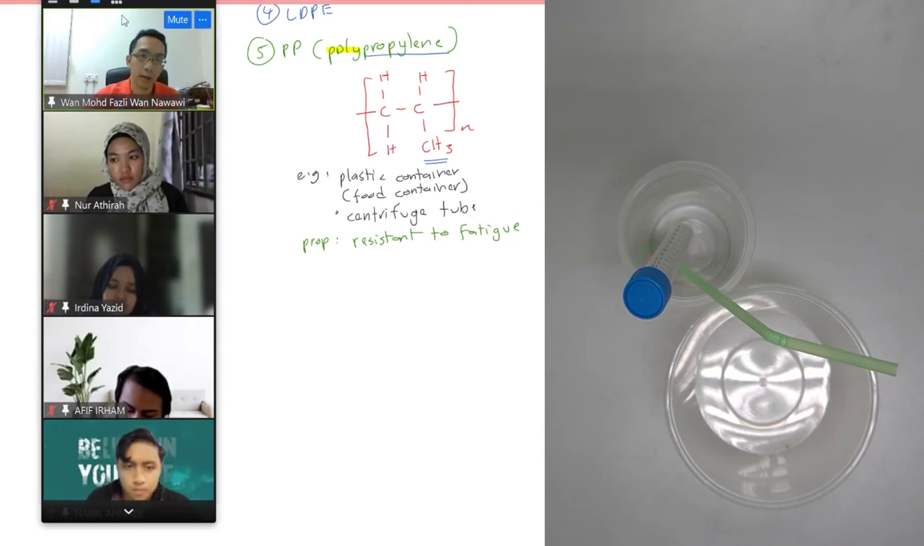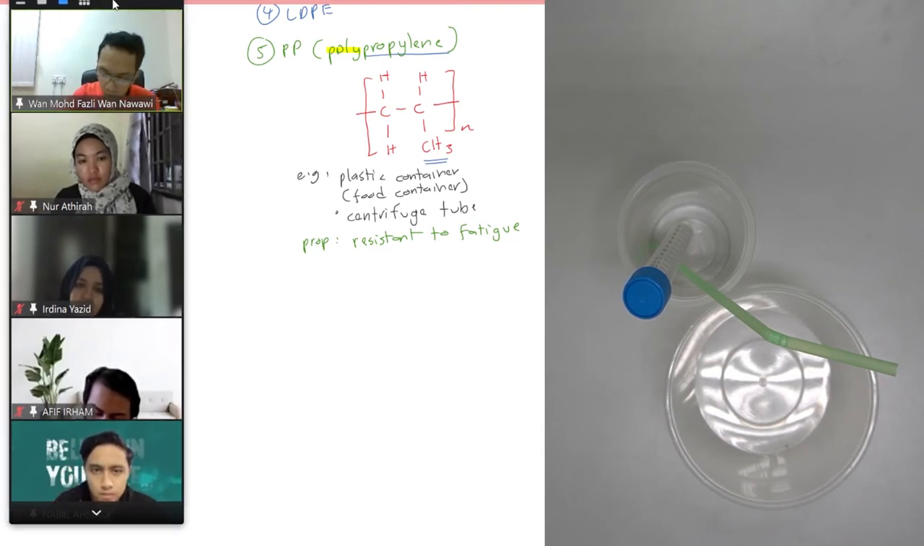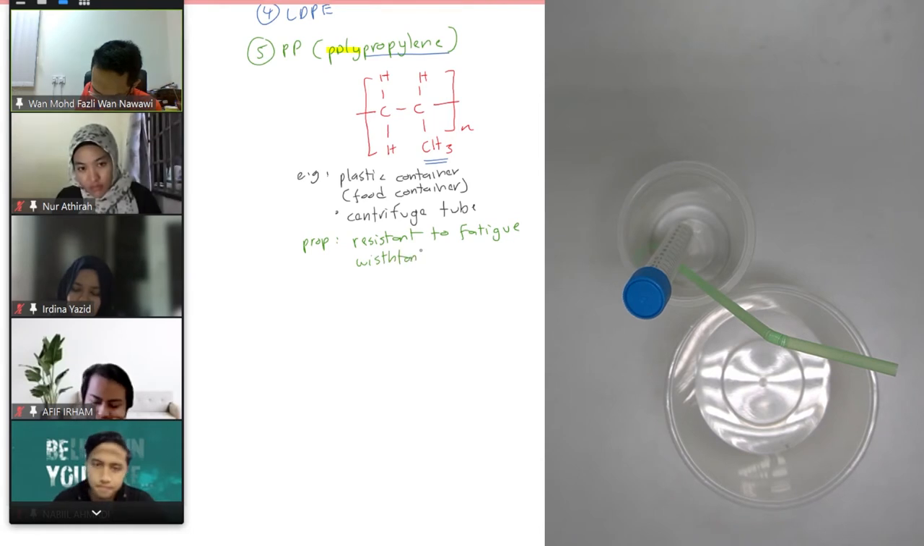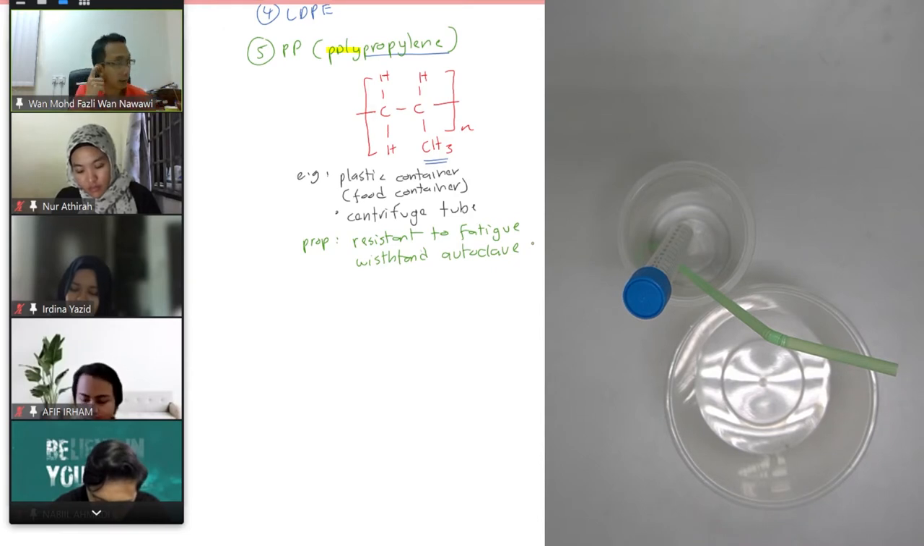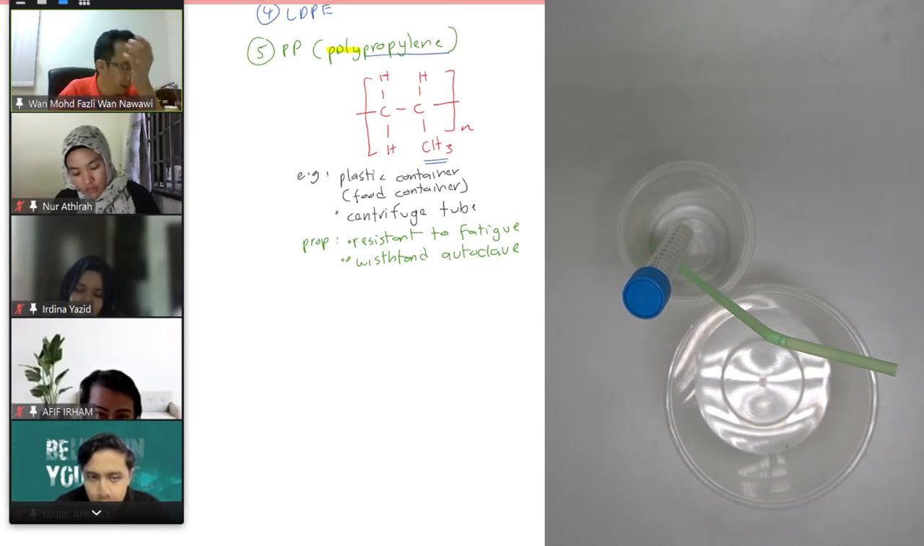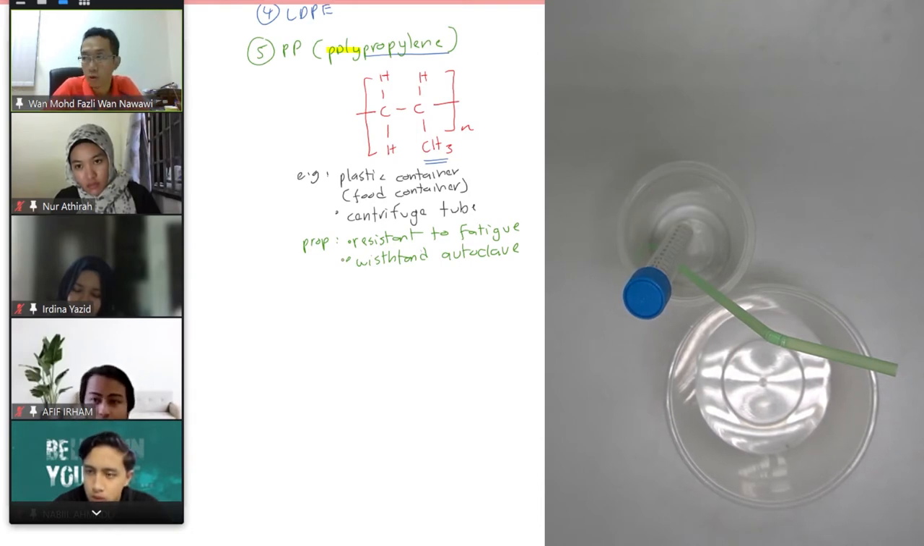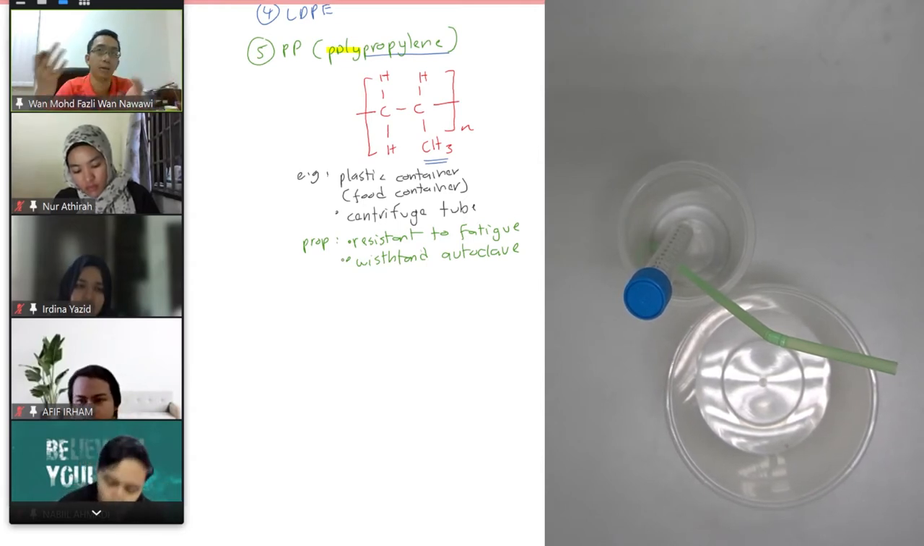Resistant to fatigue. The next property of polypropylene is that it can also withstand autoclaving temperature. So you know autoclave, right? I believe all of you know, because you are from matriculation, there is a lab there too. Autoclave is basically when you want to sterilize something, to kill something. For example, you have milk or whatever, and you put it into the autoclave and it will heat it in an elevated pressure.